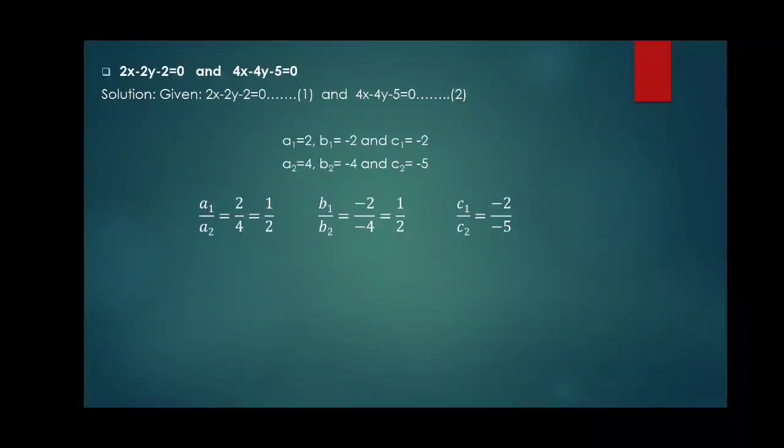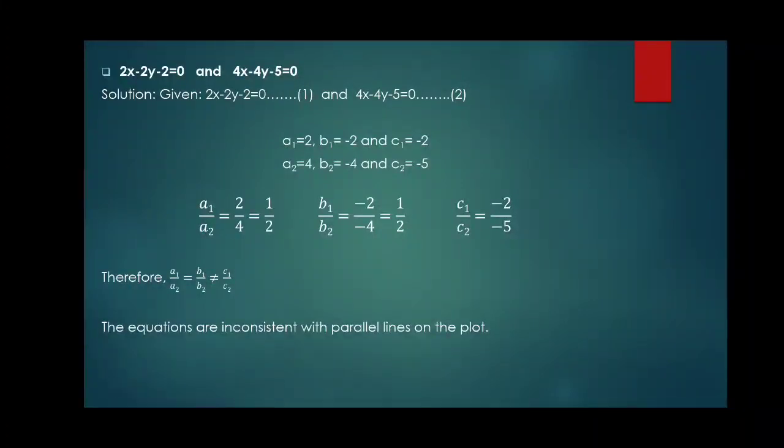So a1 by a2 is equal to b1 by b2. They are both equal to 1 by 2, whereas c1 by c2, which is equal to 2 by 5, is not equal to both the ratios. So we can conclude a1 by a2 is equal to b1 by b2 but not equal to c1 by c2. Therefore, it is the condition which defines the parallel lines. So our equations are inconsistent, with parallel lines on the graph. So they have no solutions in common. This completes the fourth question from your exercise 3.2.